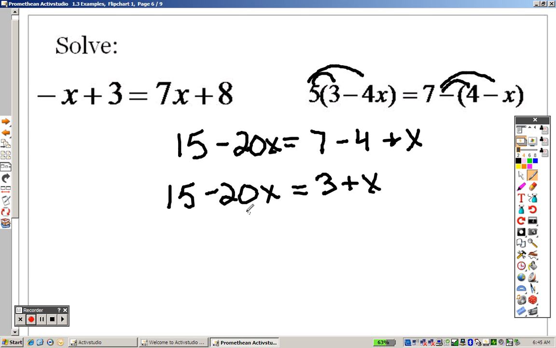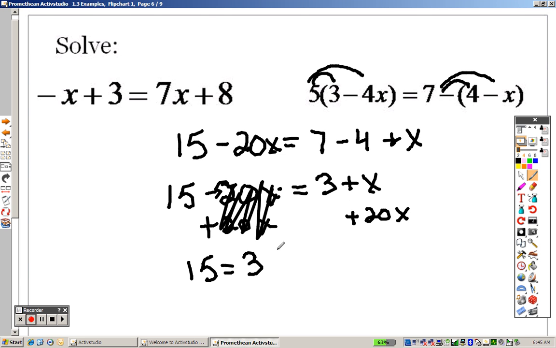So let's start combining like terms. What I'm going to do is, since it's a negative 20x, I'm going to add 20x to both sides. That gets rid of those, giving me just a 15 equals 3. Remember, that's like saying a 1x, so I have 21 x's. Since I have my variables on this side, let's move the 3 over to this side. So I get 12 equals 21x.